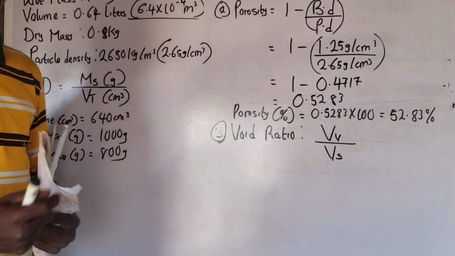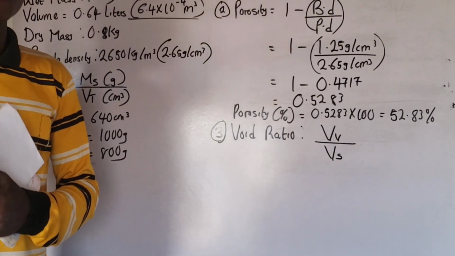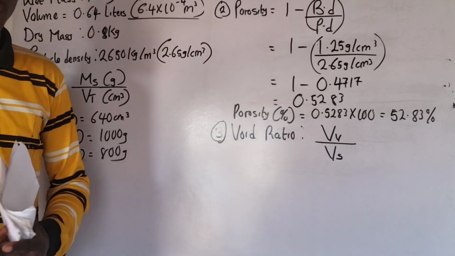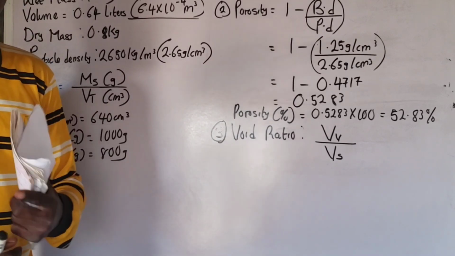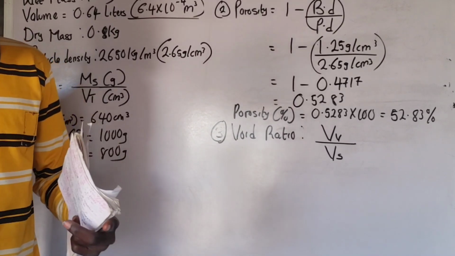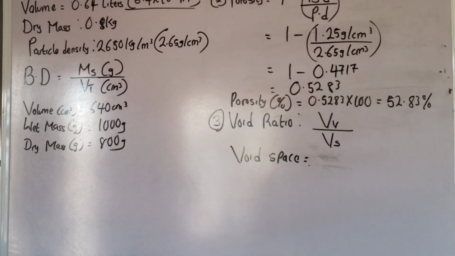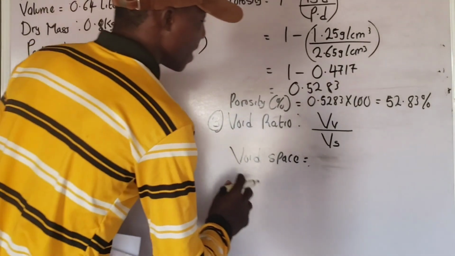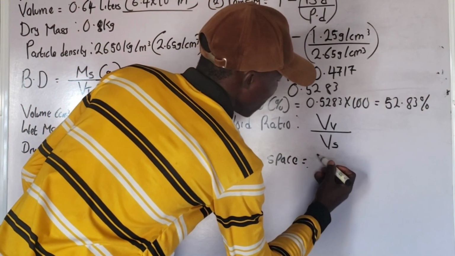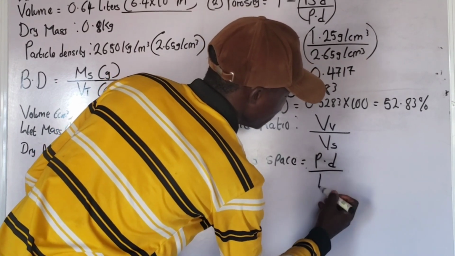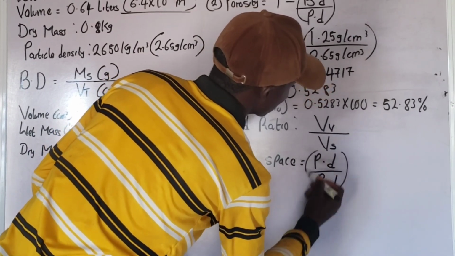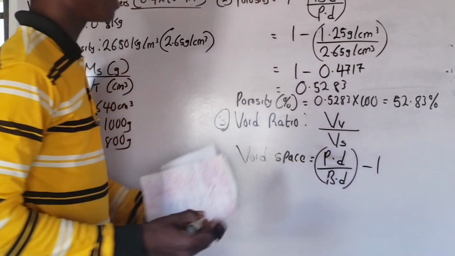So we can make use of the formula that we use to calculate the void space to determine the void ratio in this case. But there are some cases whereby you are going to be given the specific gravity. Are you paying attention? In our previous class, we used this formula to determine the void space: the particle density all over the bulk density minus 1.